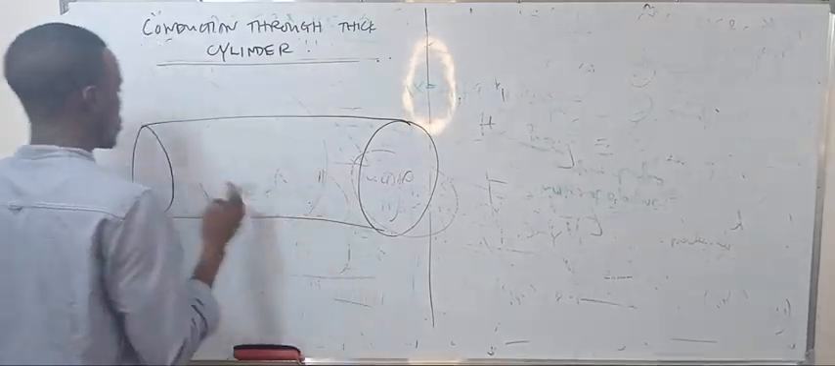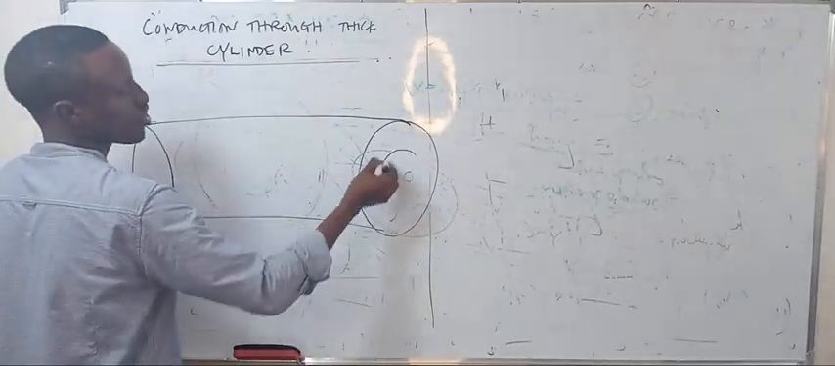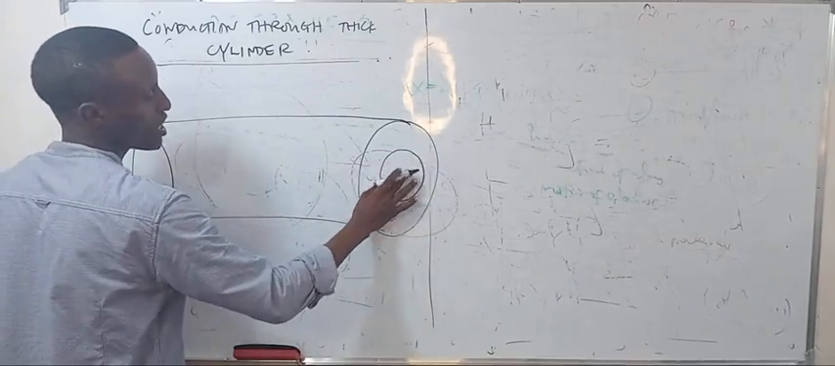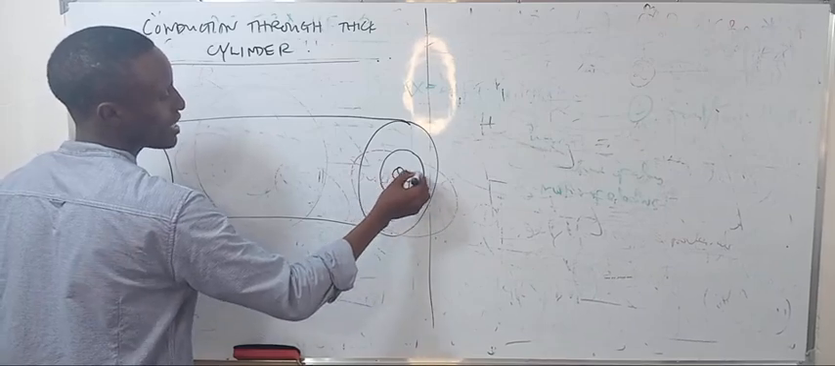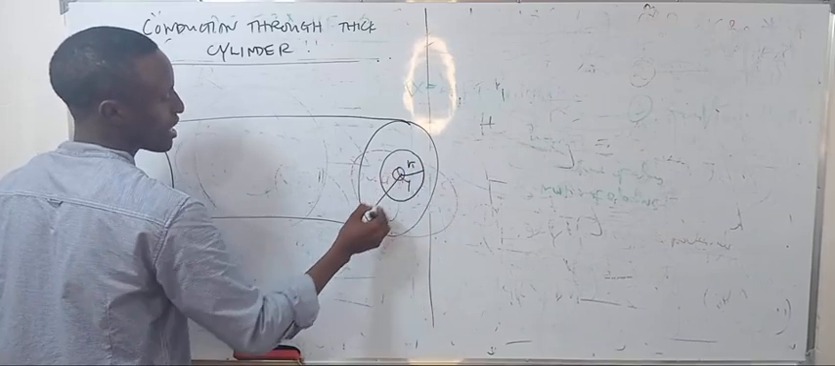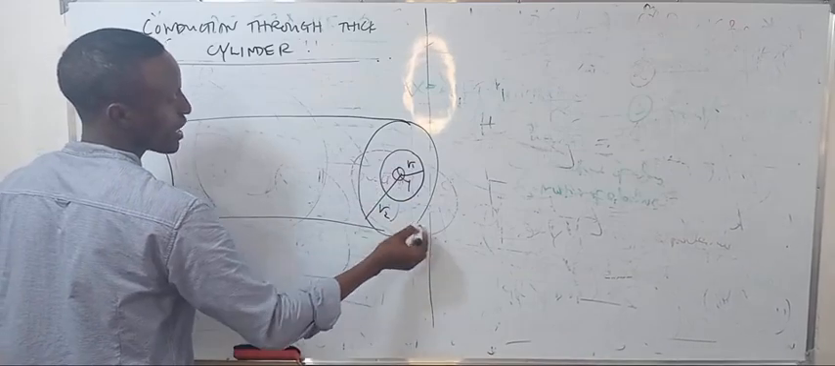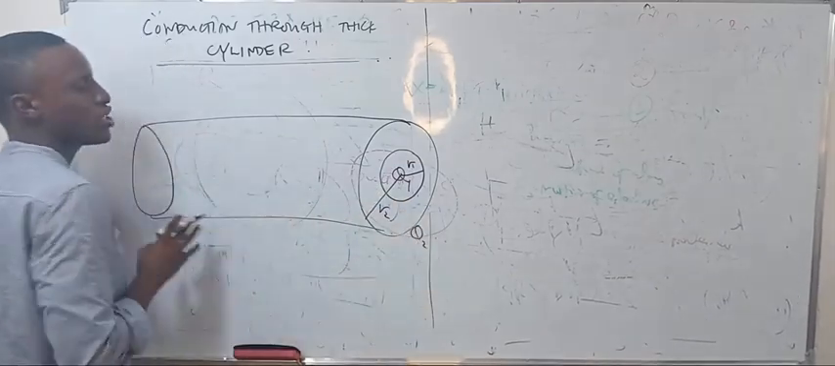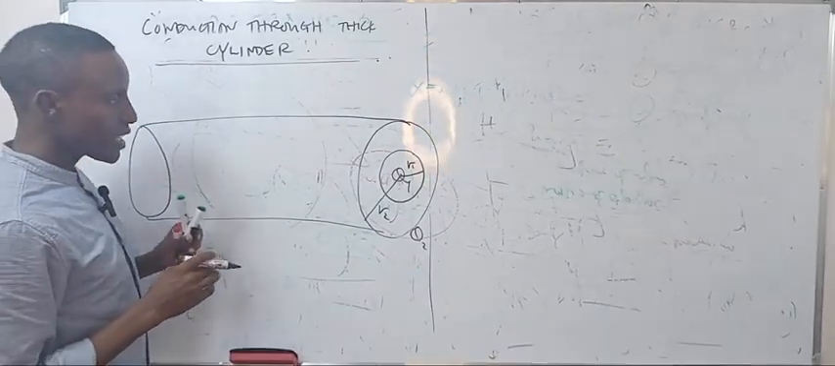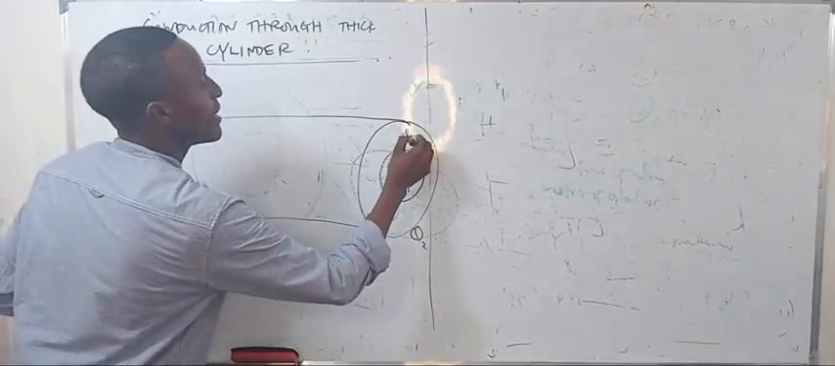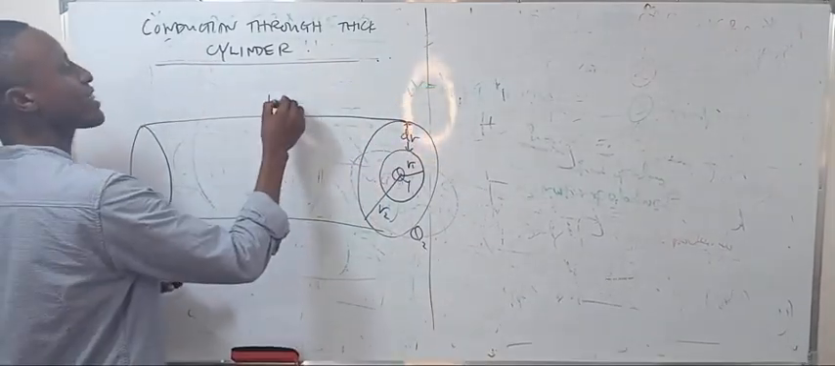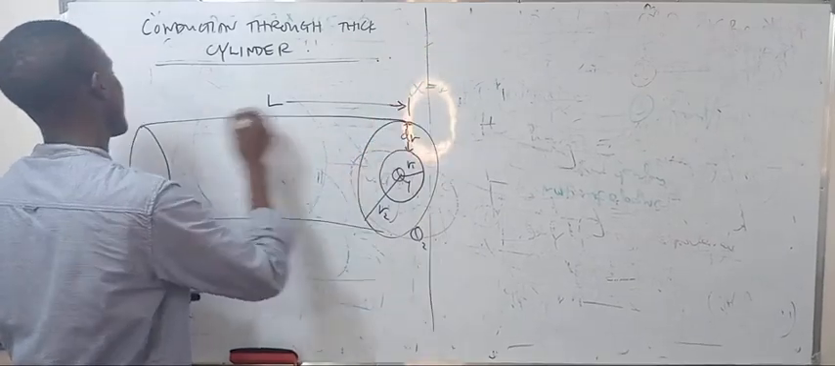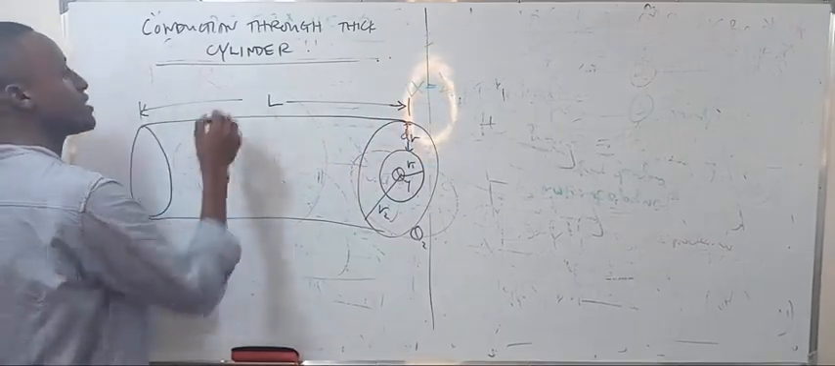Okay, so let's say this is the hot temperature theta 1, while its radius inside is R1. The radius outside is R2, and here we have the temperature theta 2 outside. This is the difference in radii, and it has the length L here.